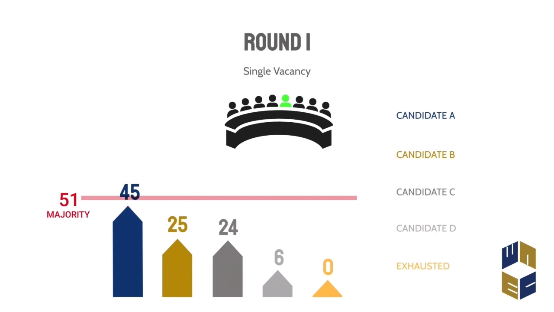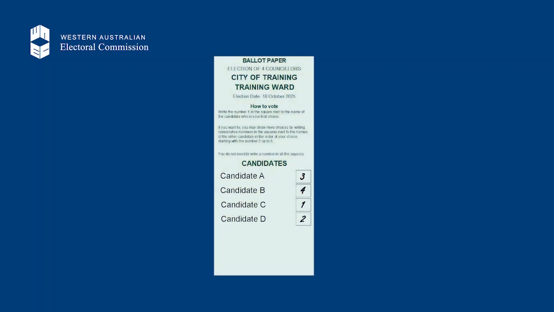The candidate with the fewest first preference votes, candidate D, is excluded, and their ballot papers are redistributed based on the next preferences indicated by voters. However, because electors can choose how many preferences to mark, some ballot papers may not include a second preference.